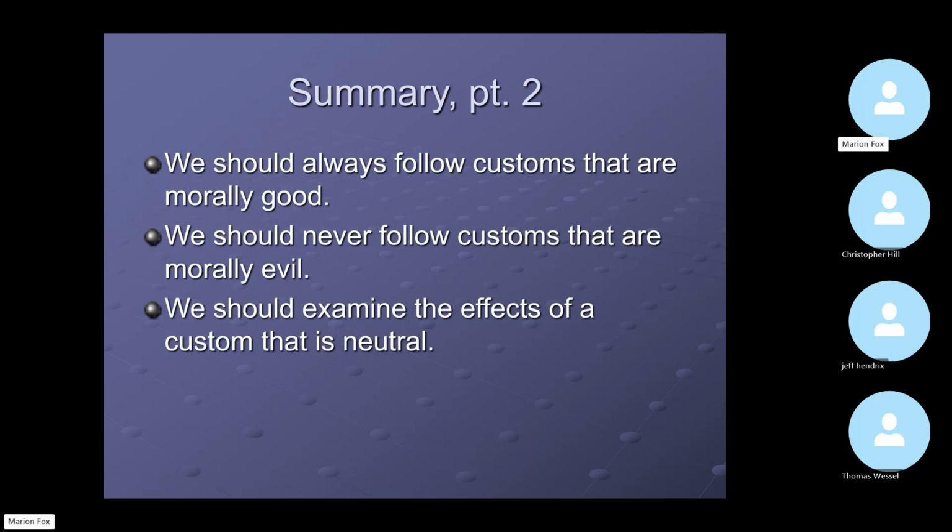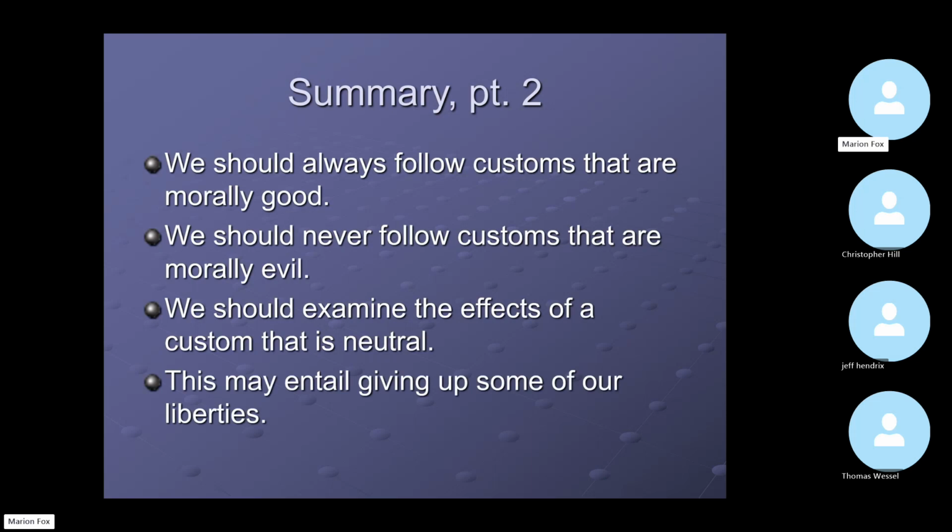So we should examine the effects of a custom that's neutral. This may entail giving up some of our liberties. We may give up liberty. And there's nothing wrong with giving up my liberty. The Lord gave up his liberty to come to the earth and to save me. I can give up these little things and to try to save other people. Why can't I follow his lead? I believe we should.